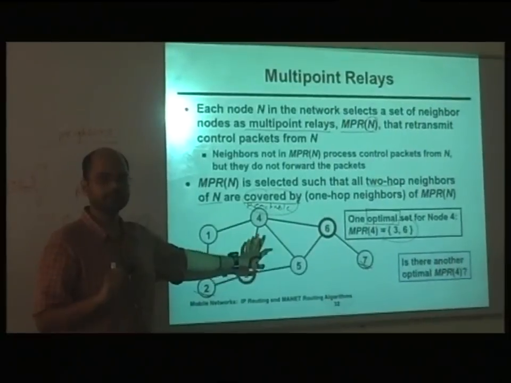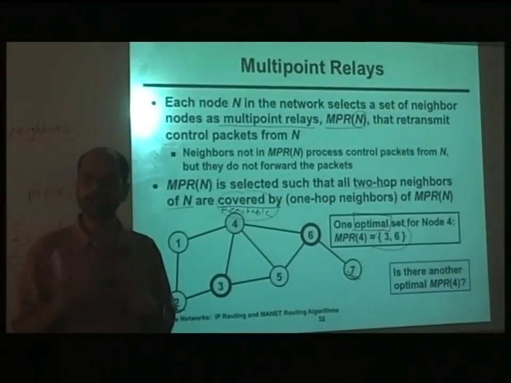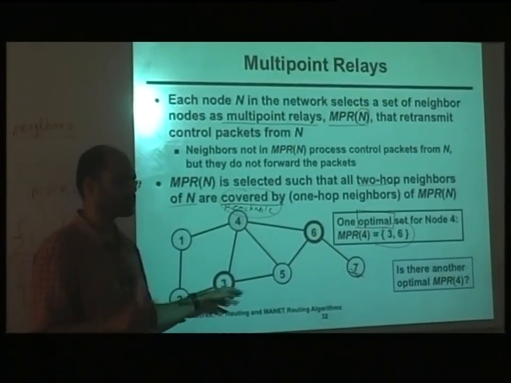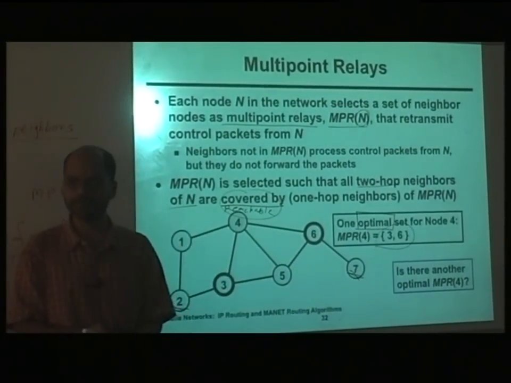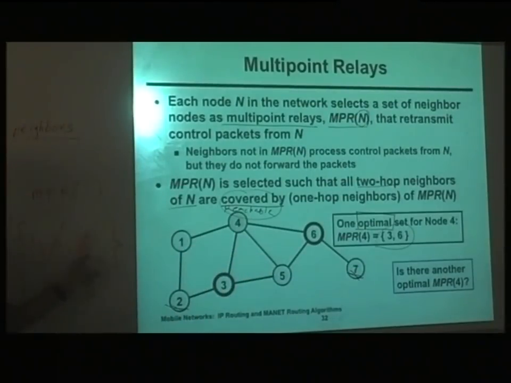Any more questions on this, or is this definition? So every node will have its own MPR set, which it identifies such that it covers its 2-hop neighborhood, right? And then it tries to optimize it. So if there are 3, it tries to make it 2, 1, as low as possible, right? And once you do that, we will now see in the next slide what happens.